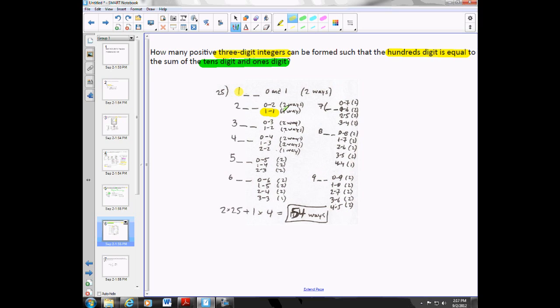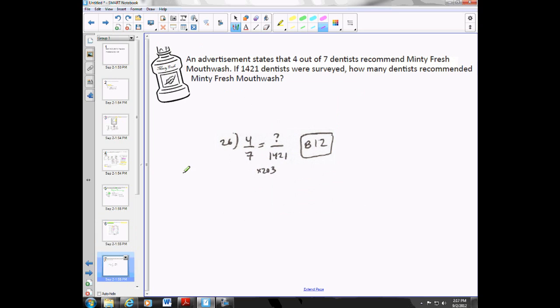You go all the way up through 9. Then you add all these numbers. So I counted all my 2's. So I had 1, 2, 3, 4, 5, 6, 7, 8, 9, 10, 11, 12, 13, 14, 15, 16, 17, 18, 19, 20, 21, 22, 23, 24, 25. So I did 25 times 2. And then I counted all the 1's. 1, 2, 3, and 4. So you add 4 of those, so that gives you 54 total ways.